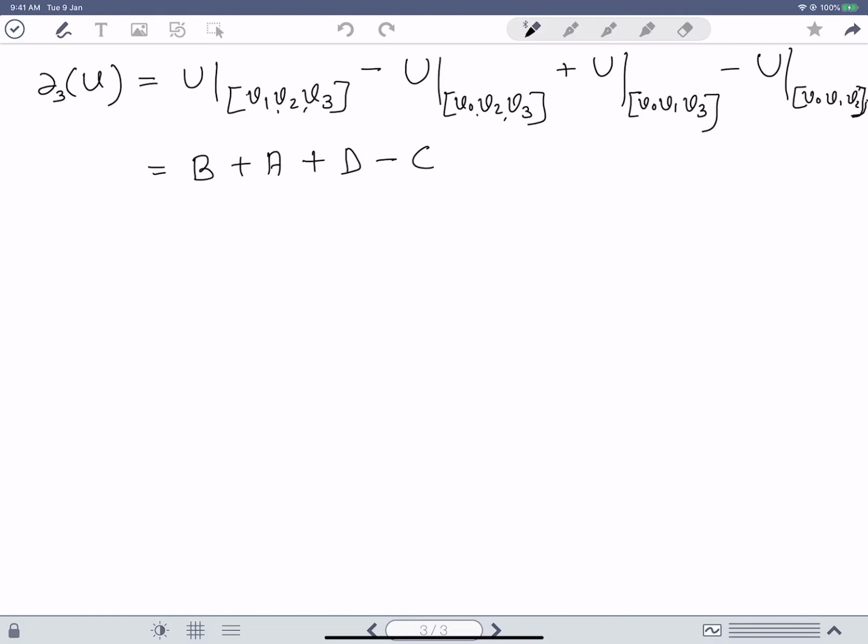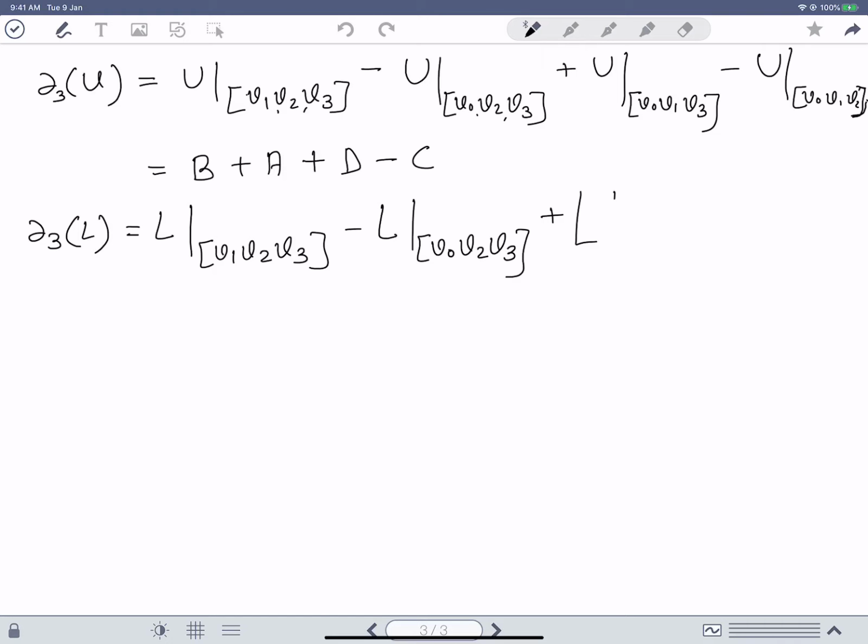Now similarly we can construct delta of, that is the boundary of L. Say delta 3 L. Now this will be my L. So again V1, V2, V3, minus L, 1 will be missed, right? So V0, V2, V3, then plus L, now 2 will be missed, so V0, V1, V3, then again minus L, so V0, V1, V2.